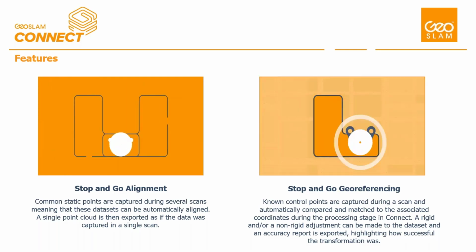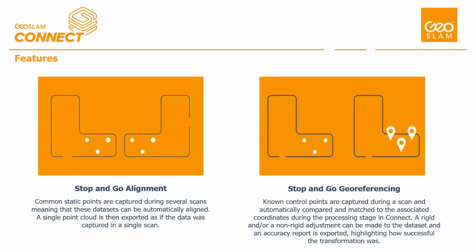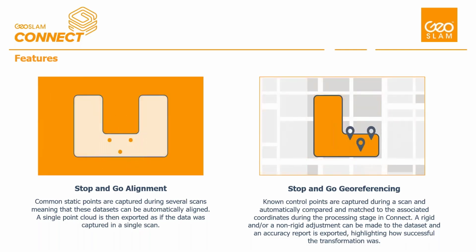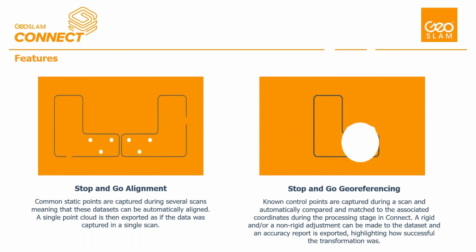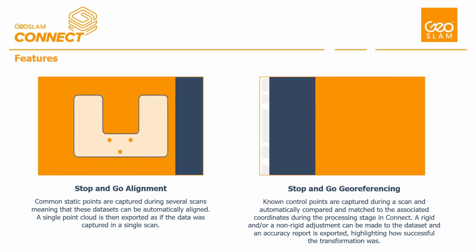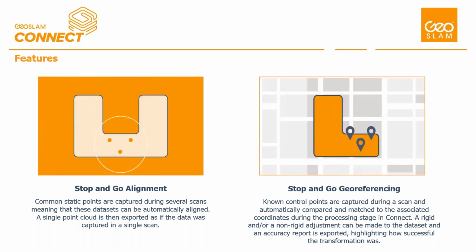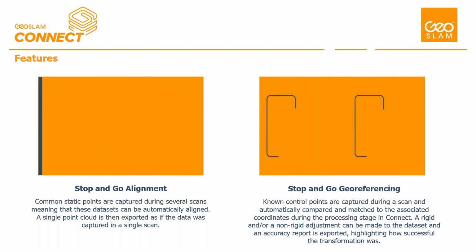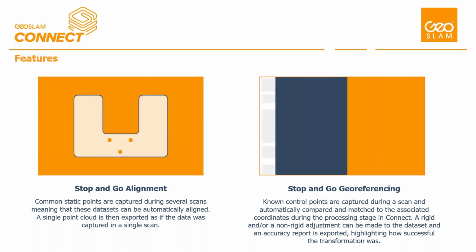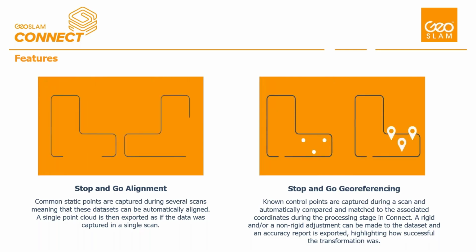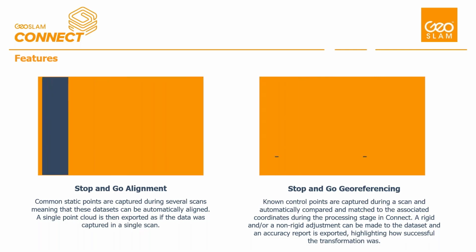Stop and go georeferencing, if you're familiar with using Hub, this is adjust to control. So where known control points are captured during your scan, and these are automatically compared and matched to coordinates during processing. So you can do this in a rigid or a non-rigid adjustment. We'll get into what that means in just a second. But you'll have your accuracy report, all of your control points, and your data all available within the viewer.